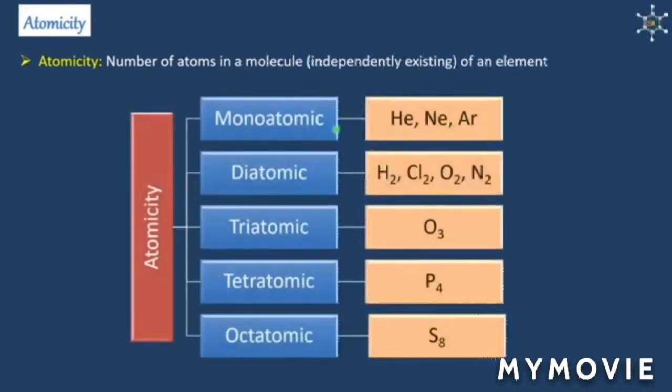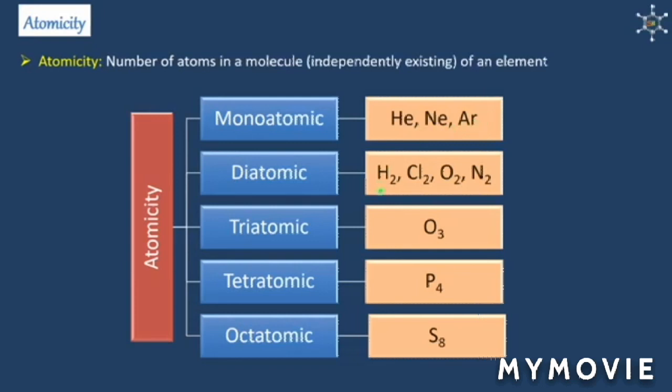Molecules can be further classified based on the number of atoms present in them. If we have only one atom, then it is called as monoatomic, two atoms diatomic, three atoms triatomic, four atoms tetraatomic, eight atoms octaatomic. Examples under these category: for monoatomic, helium, neon, argon, or you can consider any other noble gases.